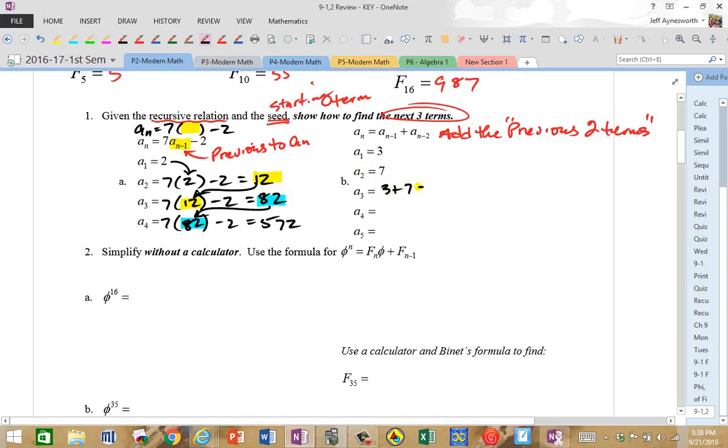So 3 plus 7, well, that's 10. a4 is the sum of a2 and a3, so it's 7 plus 10. That's 17. And then I've got to take 10 and 17 and add them together. So a5 is a3 and a4. So 10 plus 17, well, that's 27. All right. 3 plus 7 is 10. 7 plus 10 is 17. 10 plus 17 is 27, and so on. Add the previous two terms.